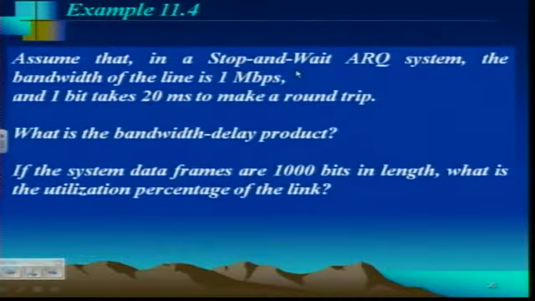Okay, assume that in a stop and wait ARQ system, the bandwidth of the line is 1 Mbps. 1 bit takes 20 milliseconds to make a round trip, and you have to calculate the bandwidth delay product. So that's a new concept that comes in, bandwidth delay. Okay, and it was touched upon earlier in which chapter? Chapter 3. Okay, we talked about bandwidth delay, so it actually has to be calculated here.